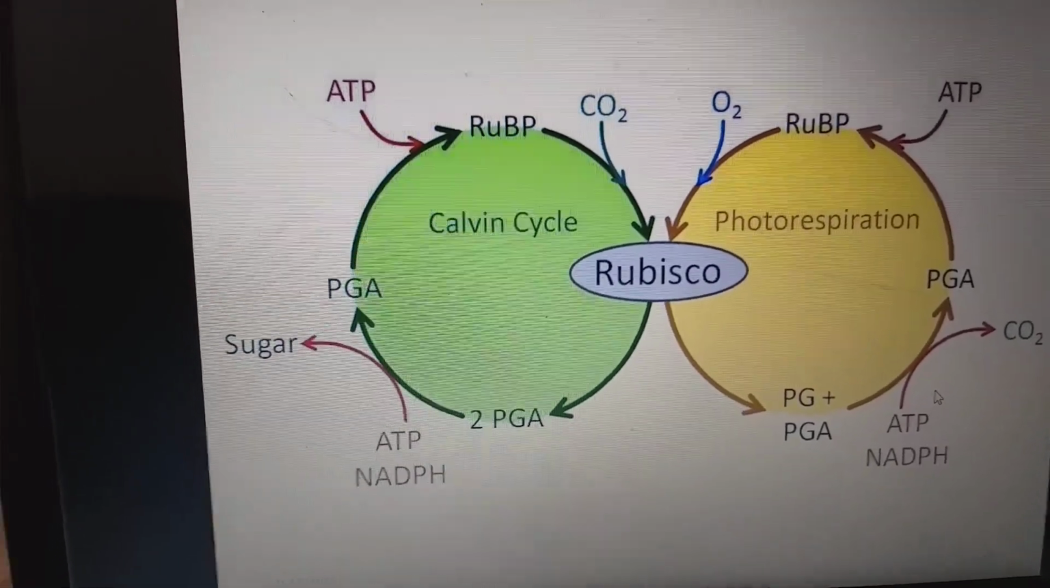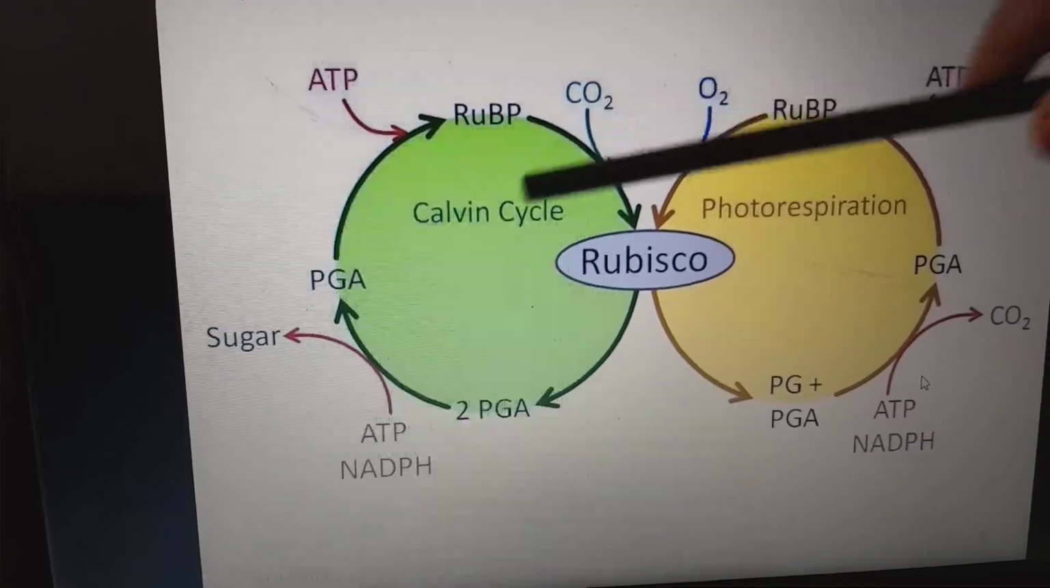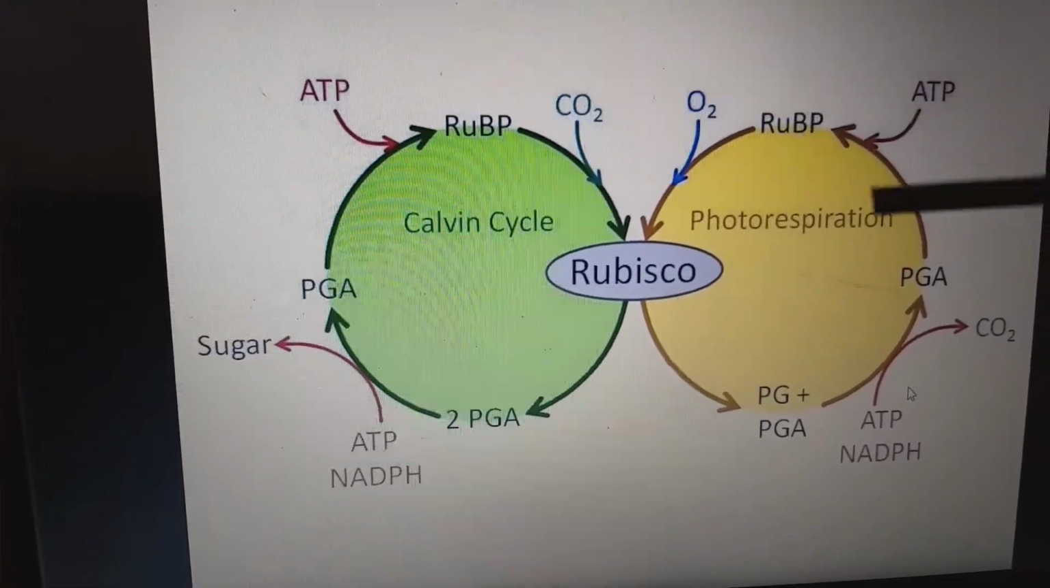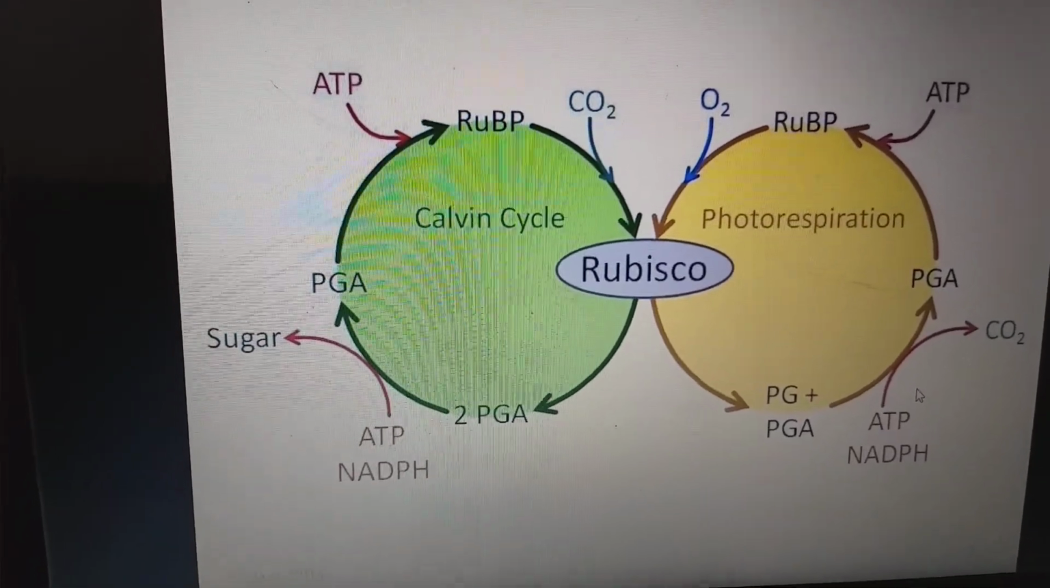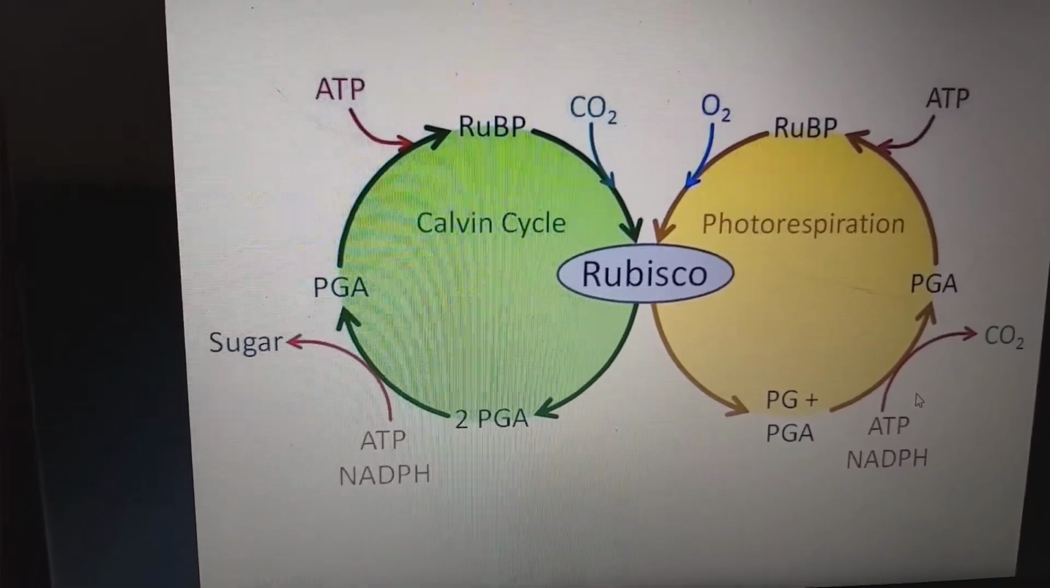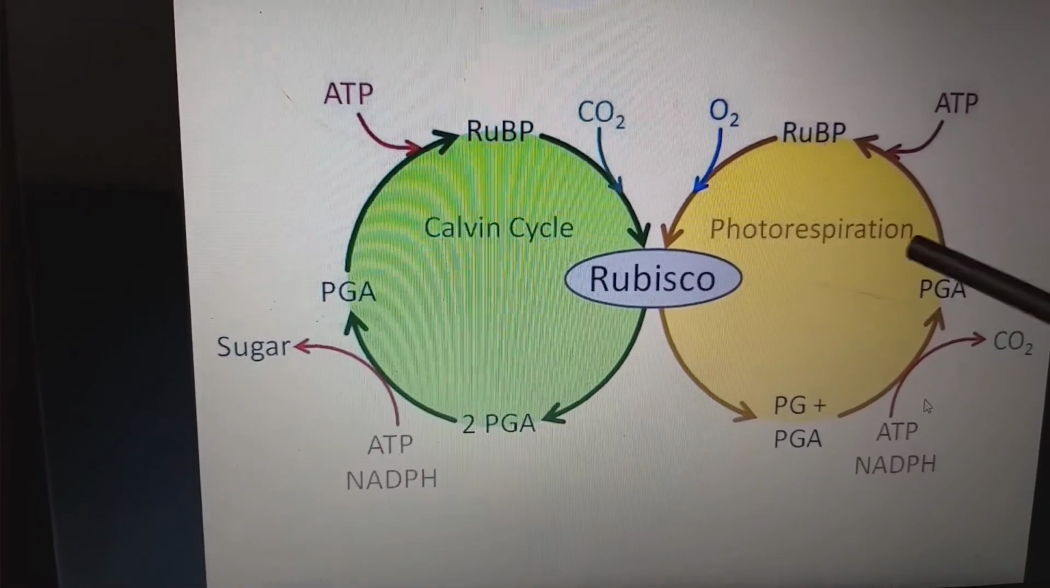In this picture, you can identify that we have the two cycles. One is the Calvin cycle, the other one is photorespiration. In the center, we have Rubisco. So with this picture, you now come to understand that our topic is about photorespiration.